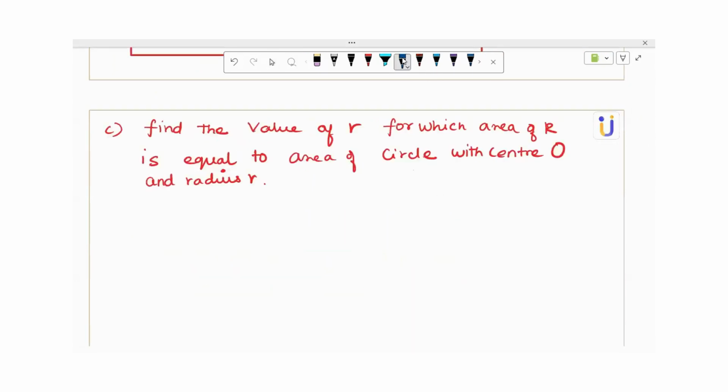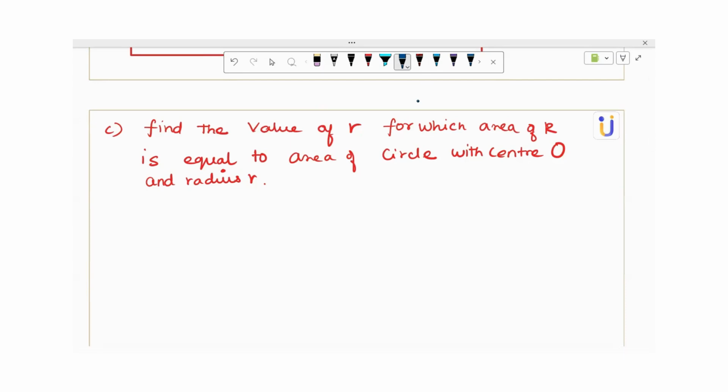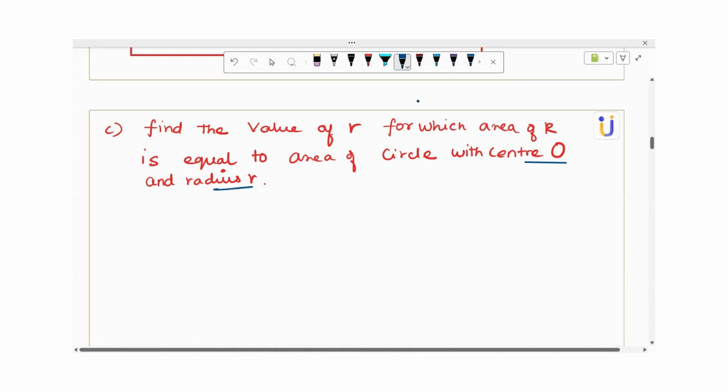Now moving into the next part. Find the value of alpha for which area of R is equal to area of the circle with center O and radius R. Okay, area of R, we found it just now. For which value of alpha will the area of the shaded region R and the area of the inscribed circle be equal? Okay. Area of the circle with center O and radius R is nothing but pi R square. Right? So area of R, you equate with area of the circle with center O and radius R.